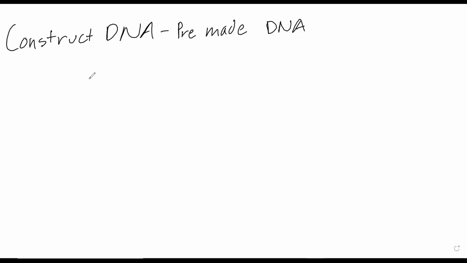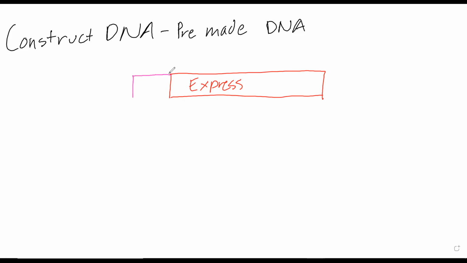You have your, oh wait, let me do this in different colors. So we'll do it in blocks. We'll call this the what you want expressed, right? So we'll call it expressed. Now, if I want this specific segment of DNA expressed, I need a promoter and a reporter. So the promoter goes here.